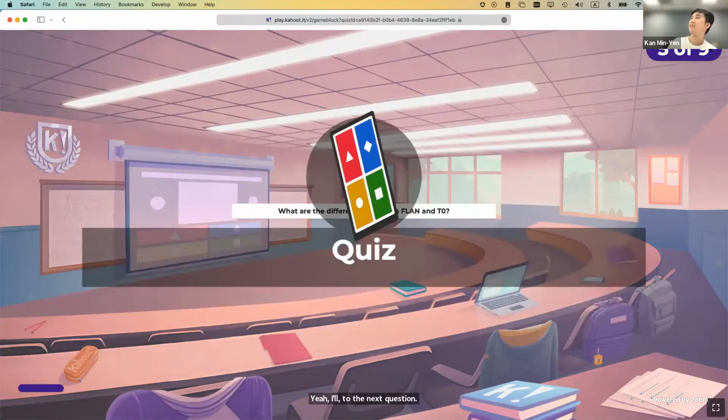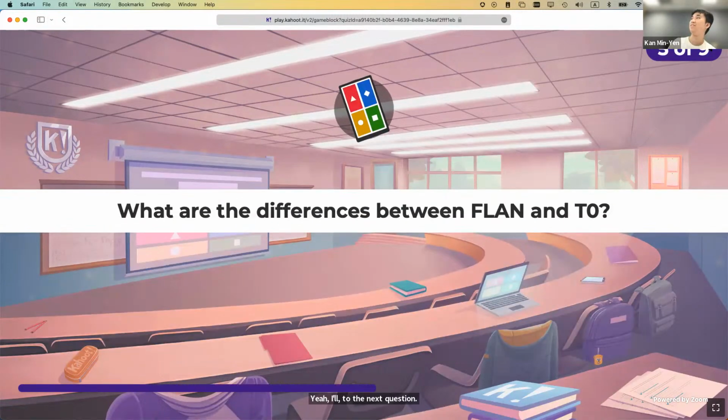This is a multi-select. What are the differences between FLAN and T0? We actually covered this in the lecture as well.